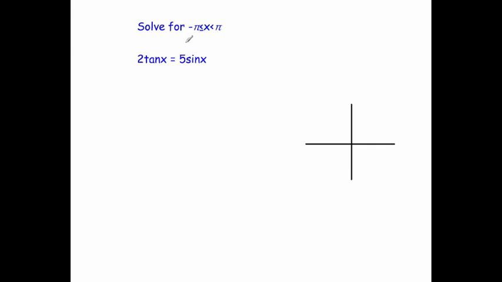In this question, we've been asked to solve between minus pi and pi. Notice this is in radians. 2 tan x equals 5 sine x. So first of all, we need to get this just to have sines, cosines, or tans. So let's deal with the tan x to begin with.